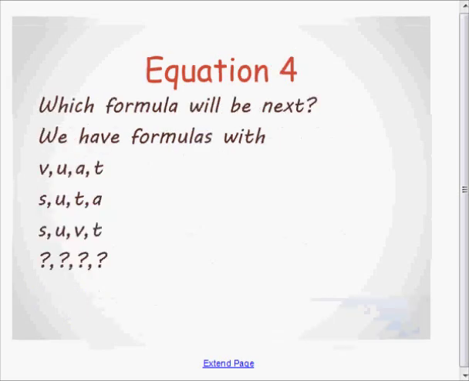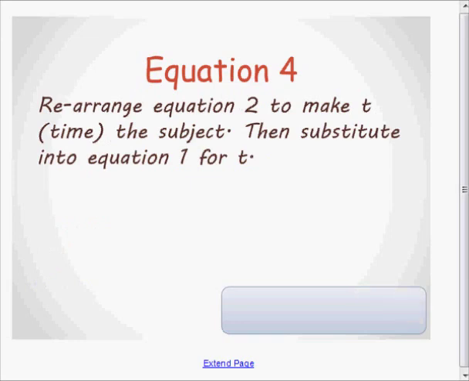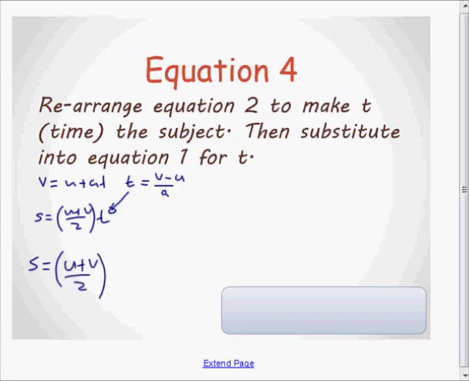Now the last one here, what are we missing? We're missing one with v, u, a, and s. So let's look at that one. Two equations again: v equals u plus at, which I'm going to rearrange for t equals v minus u over a, and s equals u plus v over 2 times t. Now if we substitute this t expression into here, you get s equals u plus v over 2 times v minus u over a.